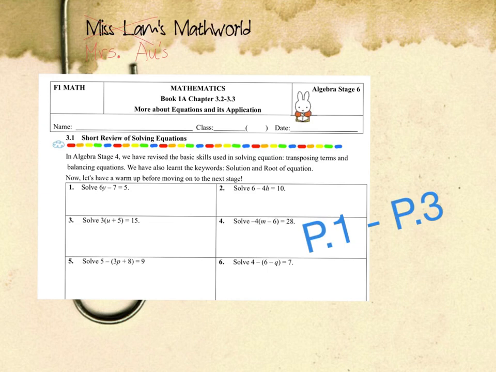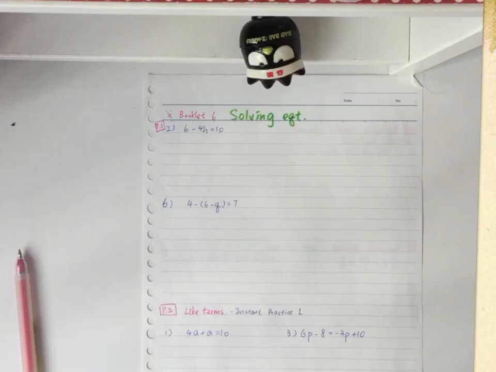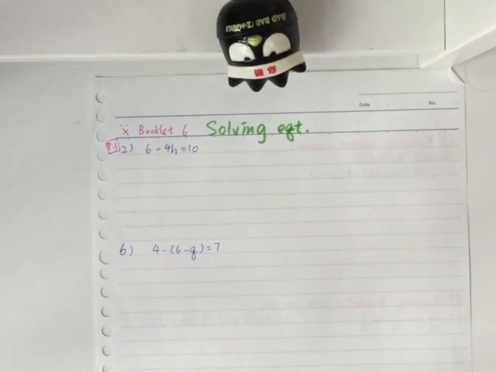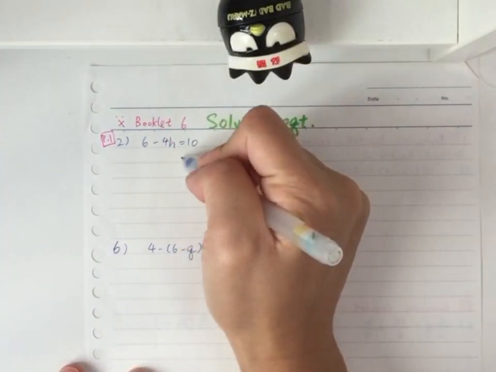Today we go to Miffy booklet 6, page 1 to page 3. Look at question 2 and question 6 on page 1. So it is a short revision for the equation.